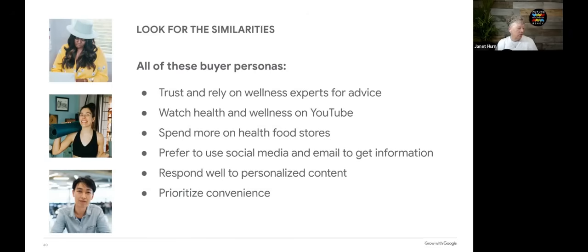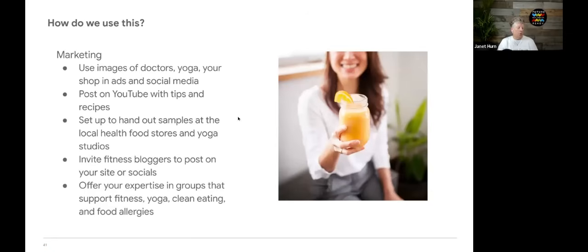So these 6 things are the commonalities between those 3 personas who are different ages, different genders, but these are the commonalities. So now, if I focus my marketing on these things, I will have a much better chance of drawing in the right customers for my business. So for example, we want to use images of doctors and yoga in our shop ads and our social media because that resonates with all 3 of those personas.